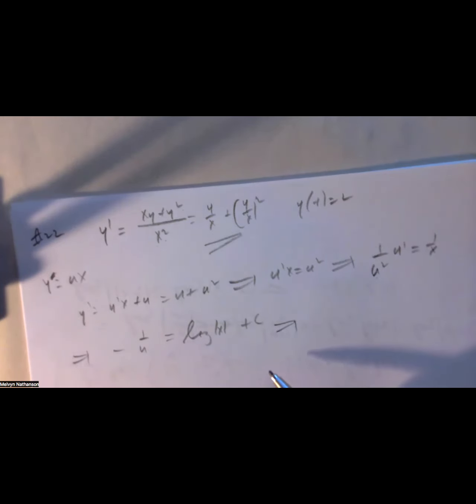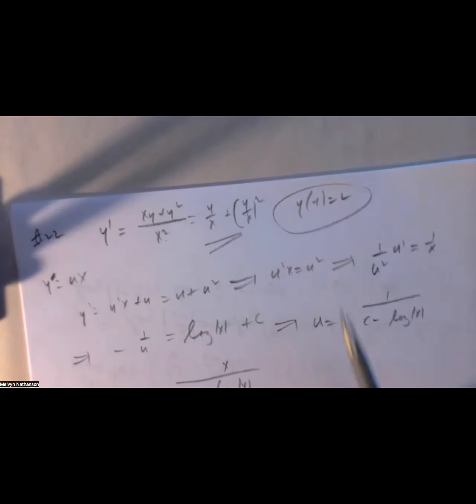So if I take the reciprocal, u is equal to 1 over c minus log x. And so y, which is u times x, is x over c minus log x for some constant c.